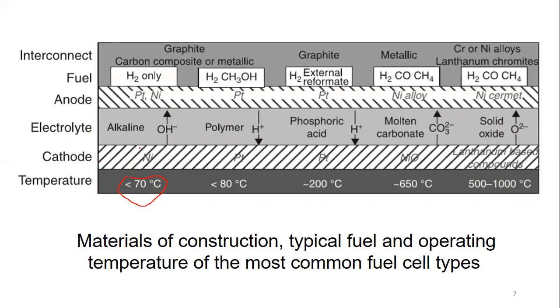So they give you the operating temperature and common fuel type. Which kind of fuel are you supposed to use? You have to use hydrogen as a fuel. Now if you take it like this, they give you the whole idea: there is a fuel, an anode, electrolyte, cathode, and temperature, and how these materials interconnect. So for an alkaline fuel cell, the fuel is hydrogen, and your anodic material will be made of platinum or nickel.